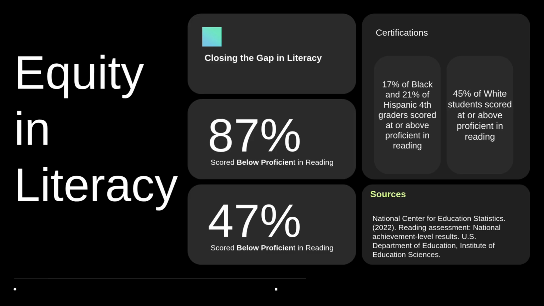45% of white students scored at or above proficient in reading. This is getting a little bit higher. It is not 100%. However, for fourth graders, 45% of those white students are scoring at or above proficient. So there's a greater number or a larger amount of white students that are doing well in reading.